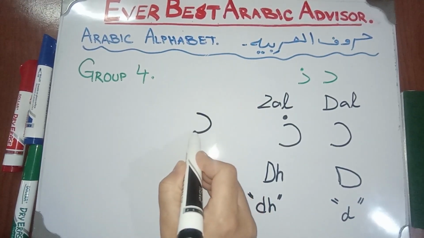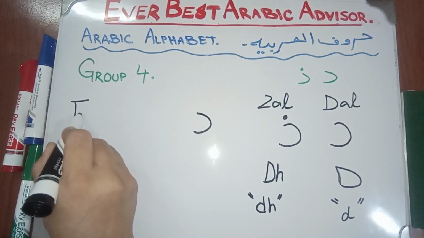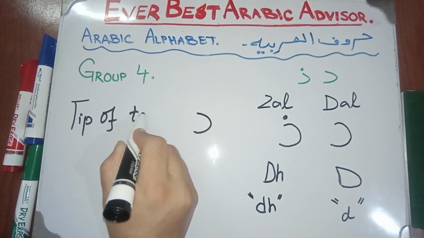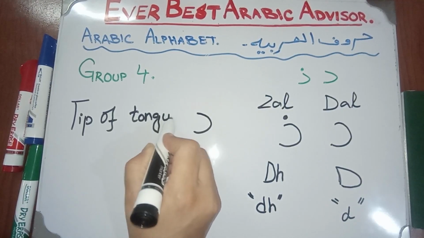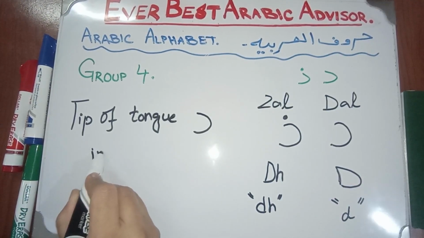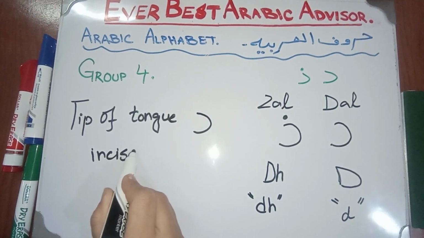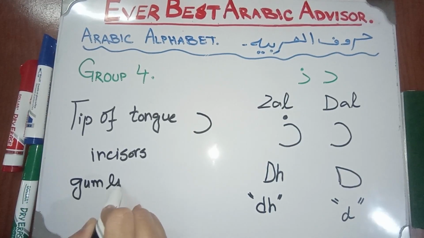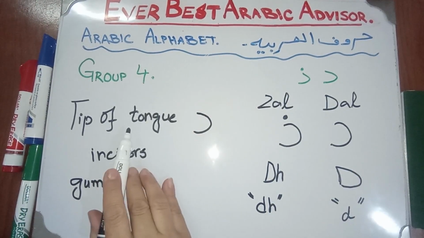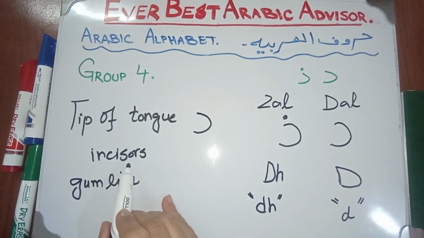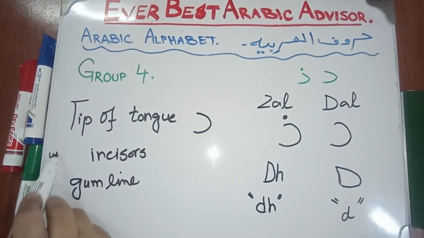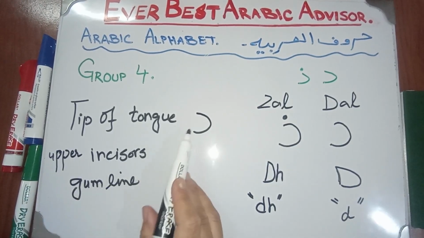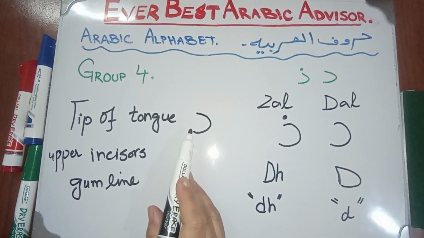The articulation point of Dal is the tip of the tongue. When the tip of the tongue touches the upper 2 incisors, with the gum line, Dal is pronounced Dal.